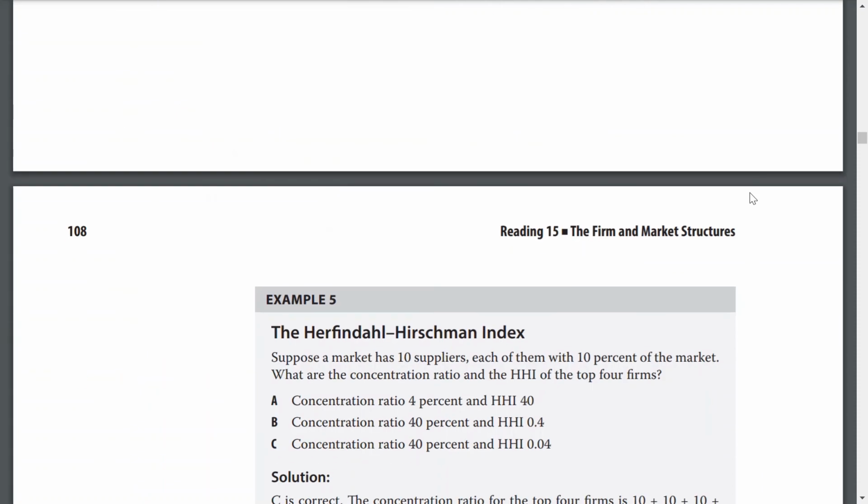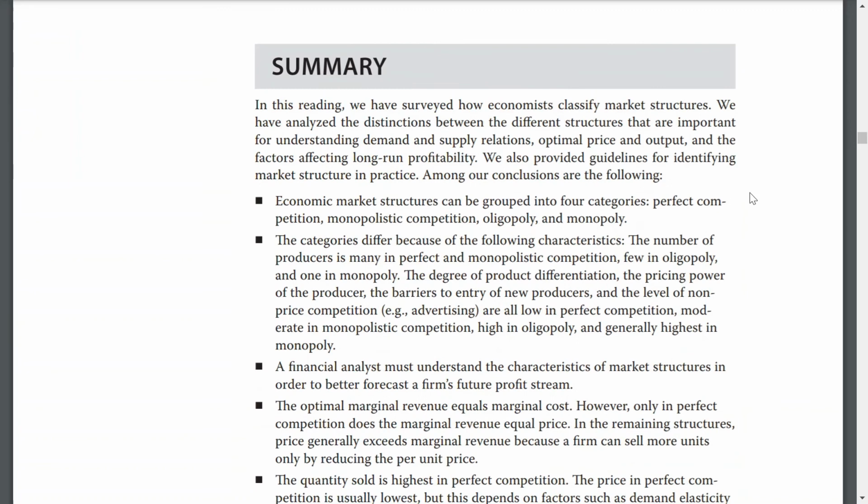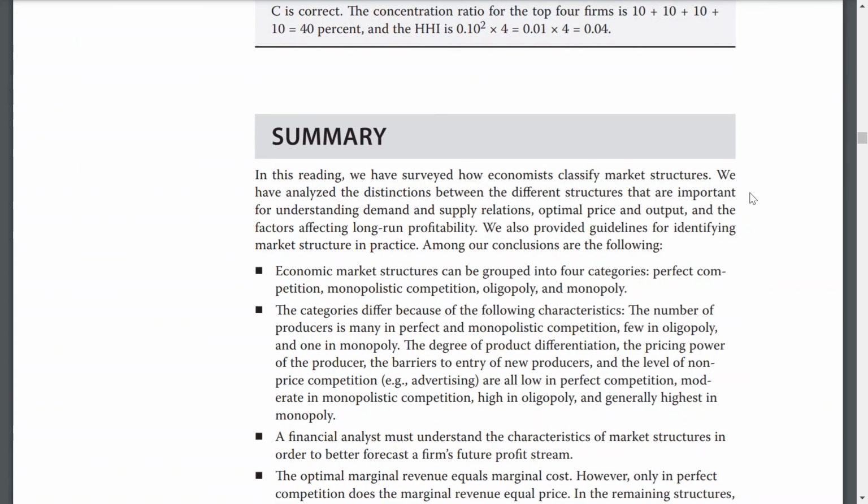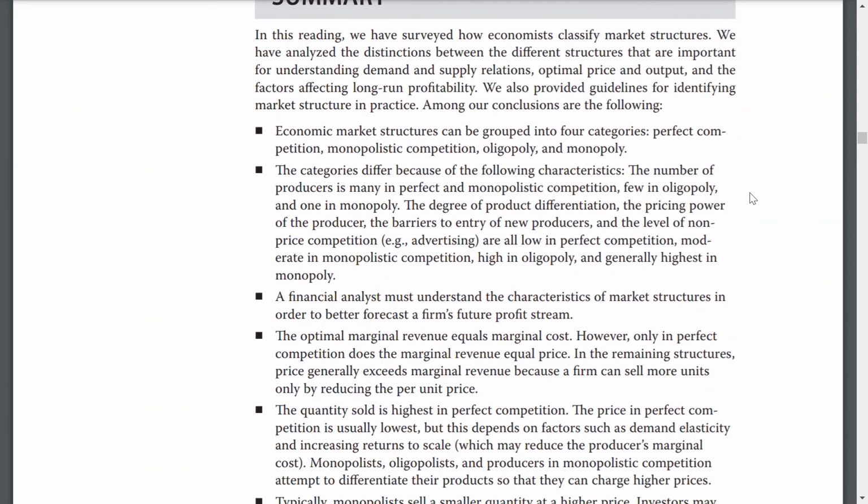Here's the summary. In this reading, we have surveyed how economists classify market structures. We have analyzed the distinctions between different structures that are important for understanding demand and supply relations, optimal price and output, and factors affecting long-run profitability. We also provided guidelines for identifying market structures in practice. Among our conclusions are the following. Economic market structures can be grouped into 4 categories: perfect competition, monopolistic competition, oligopoly, and monopoly. Categories differ on the following characteristics.